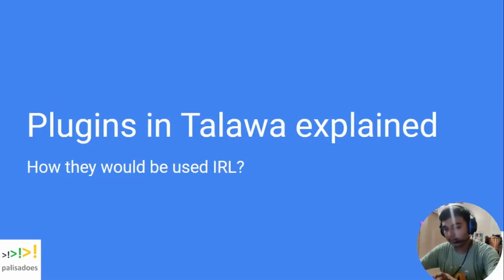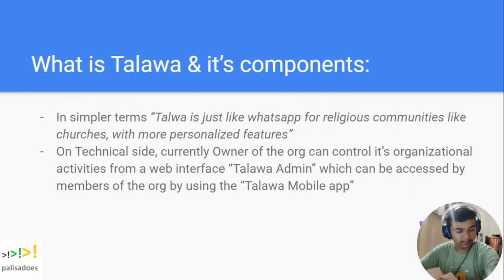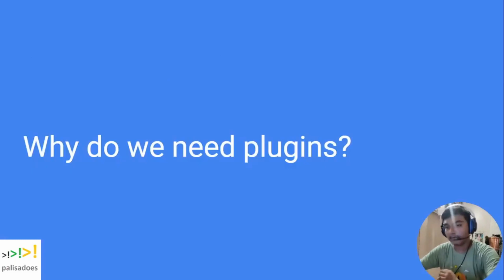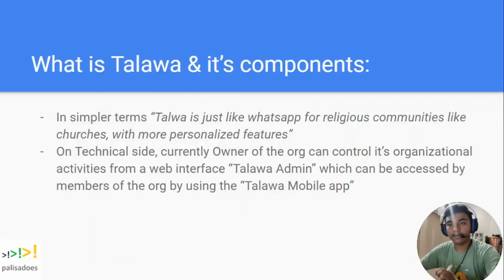It is working. So let's start with what is Talawa and its components. For the people who don't know what Talawa is, Talawa is basically like a WhatsApp for religious communities like churches, temples, mosques, etc., but with more personalized features. For example, the application provides features like posting, calendar management, and messaging each other. These are all the personalized things that you can do with the Talawa application.